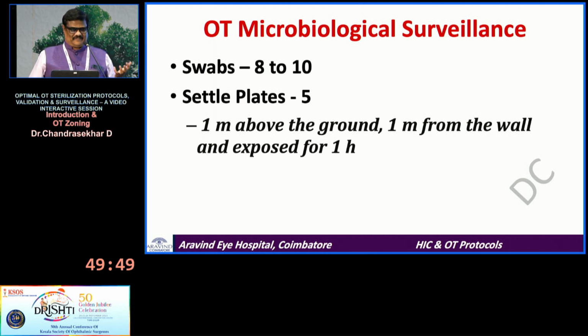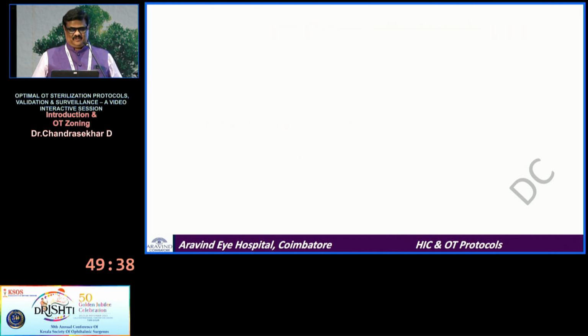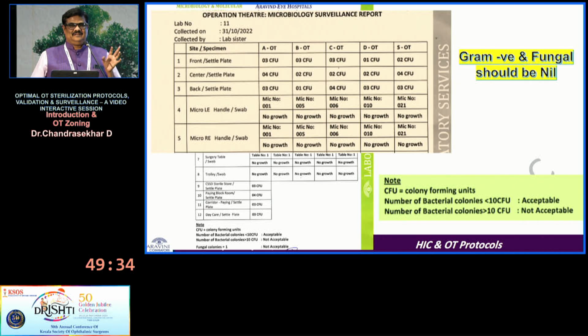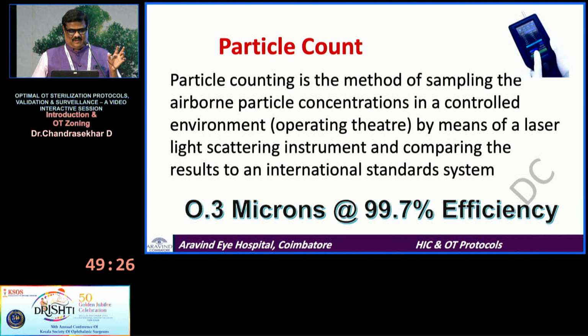The settle plates are for the air. You can keep it in at least 5 places away from the wall at a height of about 1 meter above the ground, 1 meter from the wall, exposed for half an hour or 1 hour, whichever is the protocol. And then you have the reports. It has to be done periodically. Sometimes what happens, the hospital does it, they get the reports and file it. Then when they get an endophthalmitis, they will realize there was an abnormal count.